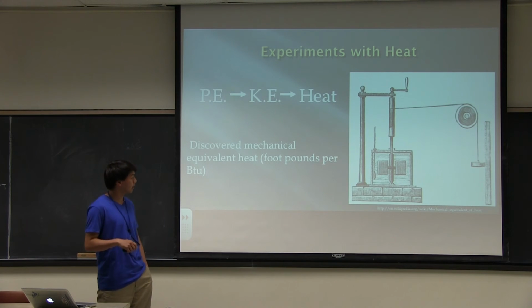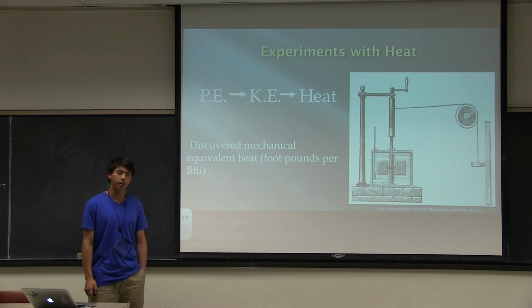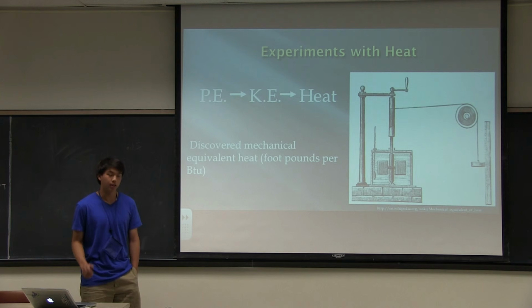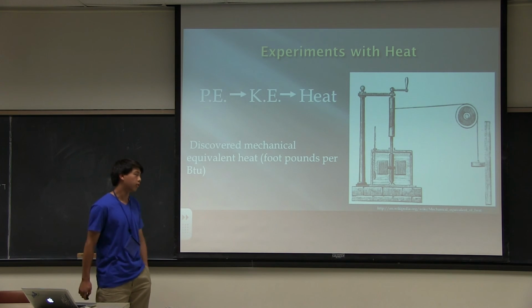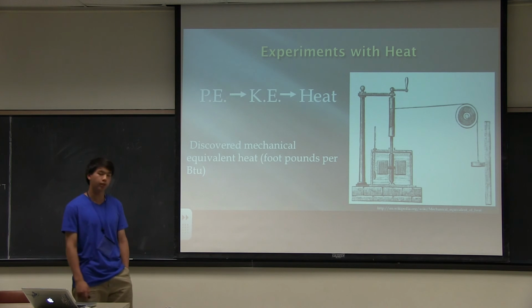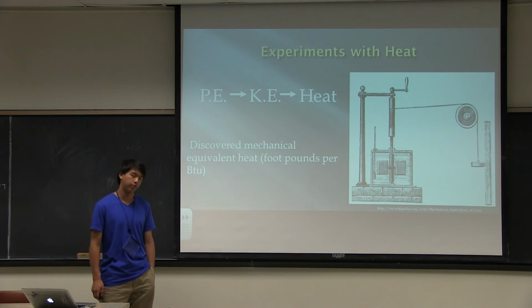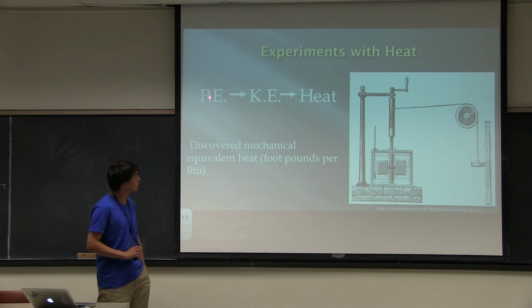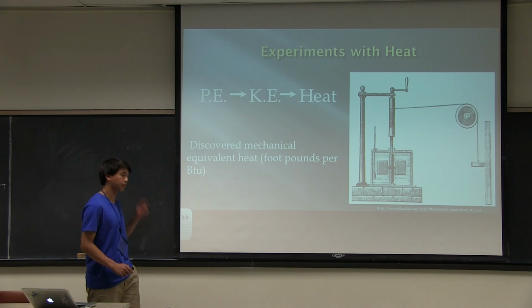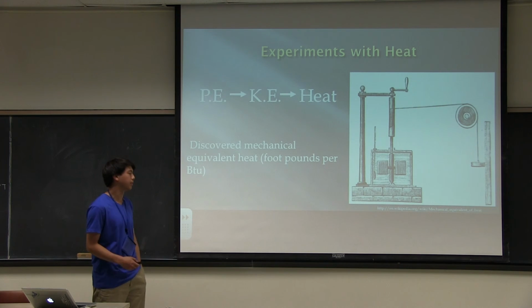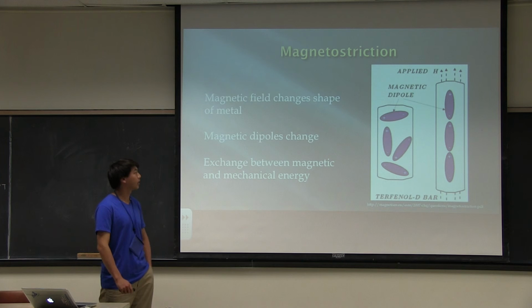So another experiment with heat, he dropped a known mass from a known height. This turned paddles in a calorimeter of water, and he measured the rise in temperature. And through this, he discovered the mechanical equivalent of heat, or foot-pounds per British thermal unit. And so this again proves his first law of thermodynamics because potential energy is going to kinetic energy, which is going to heat. And so this also disproves caloric theory because the heat otherwise seems like it came out of nowhere.